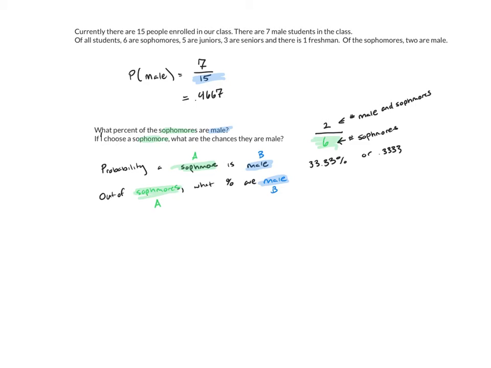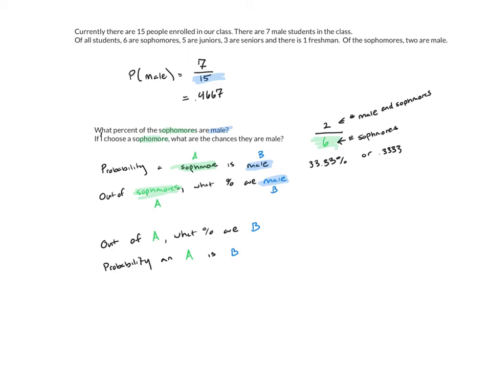So, to write this in general, out of A, what percent are B? Another way of saying this is the probability B given A, or the probability that an A is B.